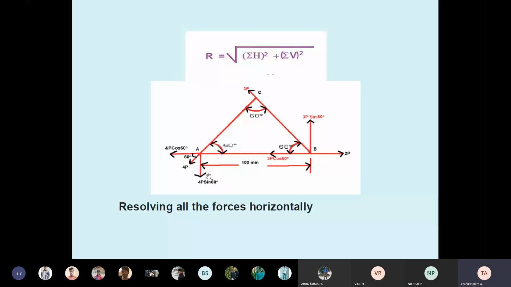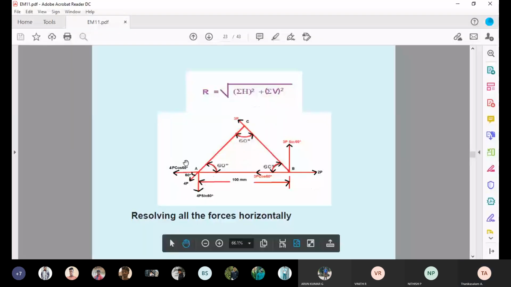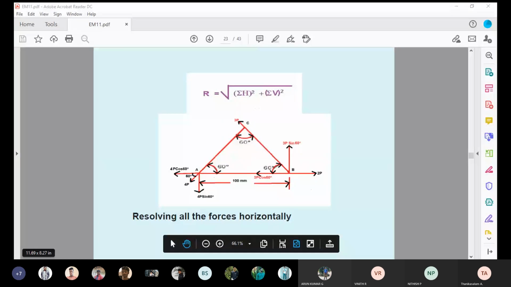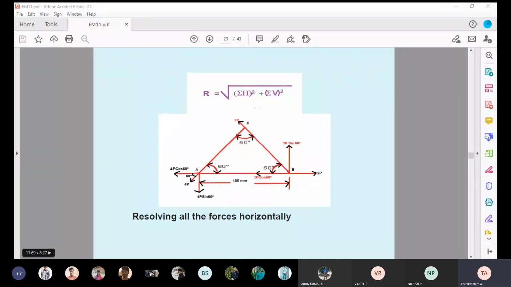Students, understand this one? Today's class, today's problems. So today we solved problems for finding the resultant for rigid bodies in two dimensions. We will solve some more problems in the coming classes.